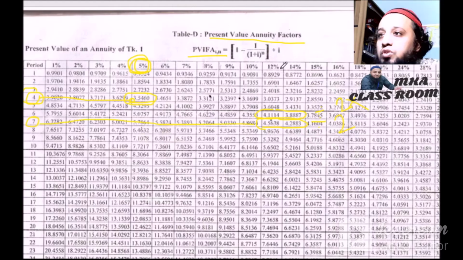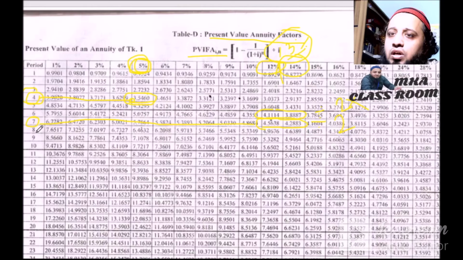So, 12 and 14 between has the 13%. So, how can we get the value of 13%? If we add 12% and 14% and divide by 2, then we can get the middle value, that is 13%. So, in the period 7, we have two values, near about two values.